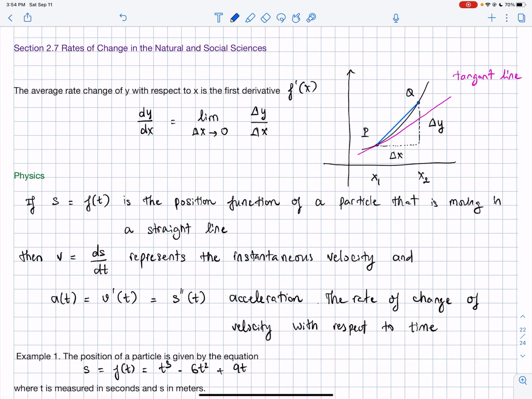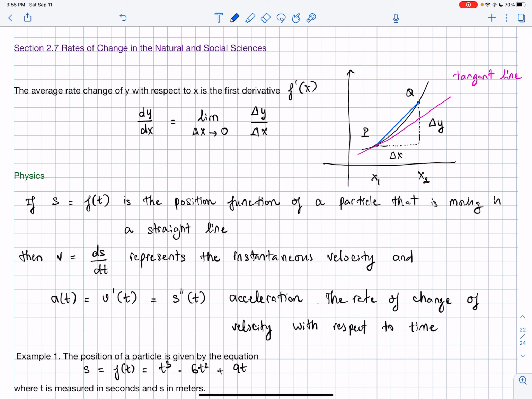Section 2.7. We recall the average rate of change of y with respect to x is the first derivative of the function f of x. In physics, if we consider s equal to f of t is the position function of a particle that is moving in a straight line, then to find the velocity, we take the first derivative of the position function.